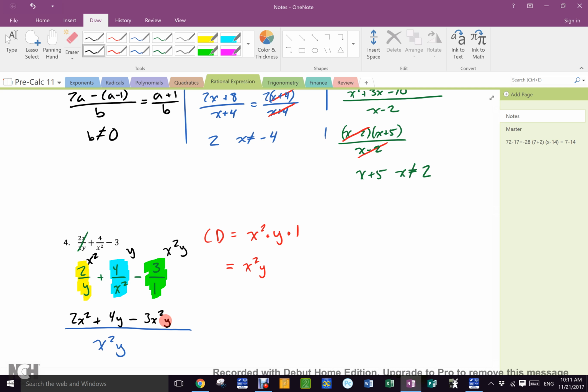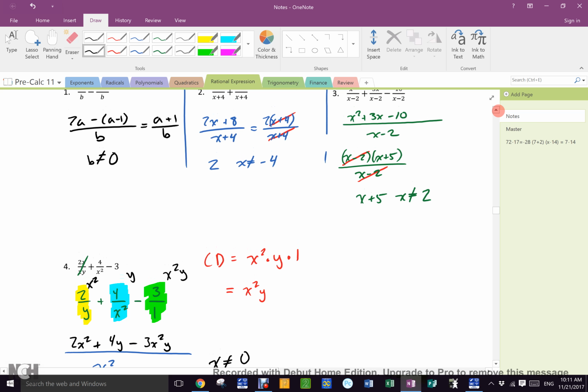Everybody cool? Because there's no factoring there, right? No common factors. This isn't a trinomial that factors. There's only one other thing I need to do, which is what? Restrictions. What are they? What can't they be? 0. Does everybody see? So now we have put them together, right?